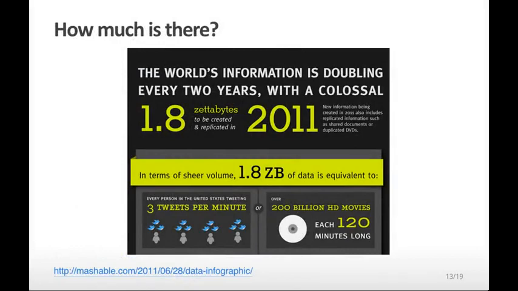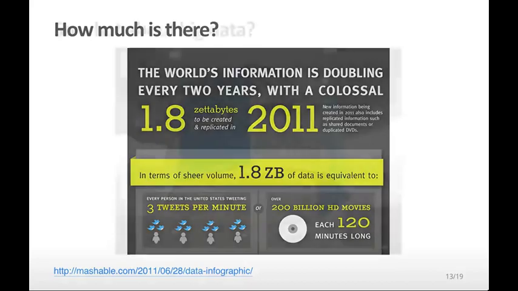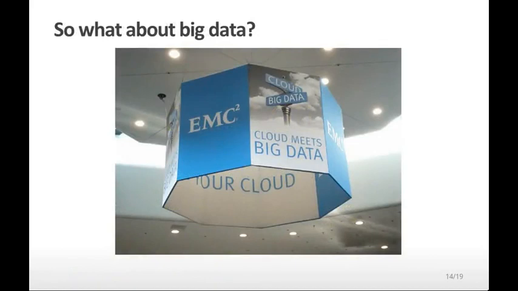So how much data is out there? This is an infographic that suggests that there's 1.8 zettabytes of data that were created in 2011. You might dispute this exact number, but it gives you an idea of the order of magnitude of how much data is out there. What is 1.8 zettabytes? It's equivalent to three tweets per minute for every person in the United States, all 300 million, tweeting every minute for about a year. That's a lot of information, but not all of that information is useful, just like not all tweets are useful.